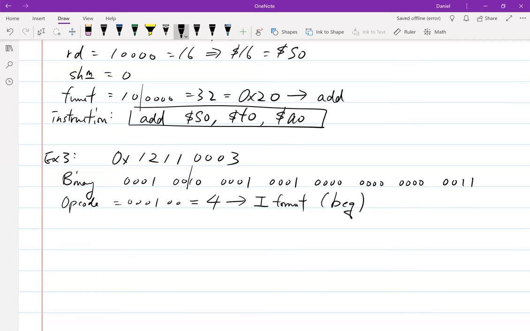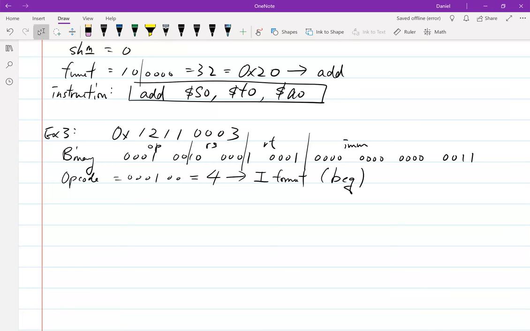Since this is I format, I'm going to break it into 4 fields, right? I have opcode, RS, RT, immediate. So that's okay. All right. Next is to find out all these fields. RS is the first operand. 0000, which is 16. I have register 16, which is S0 again.